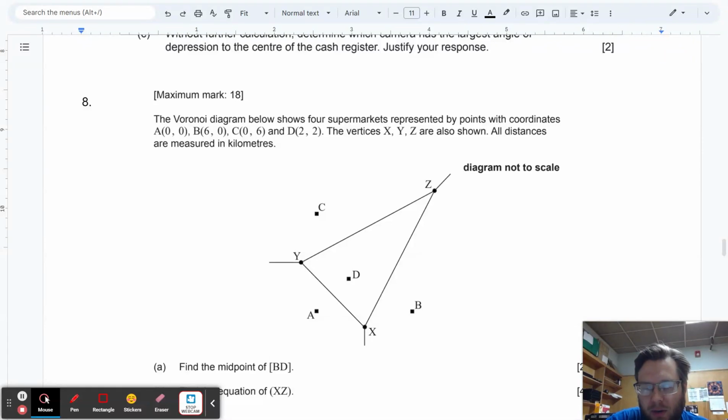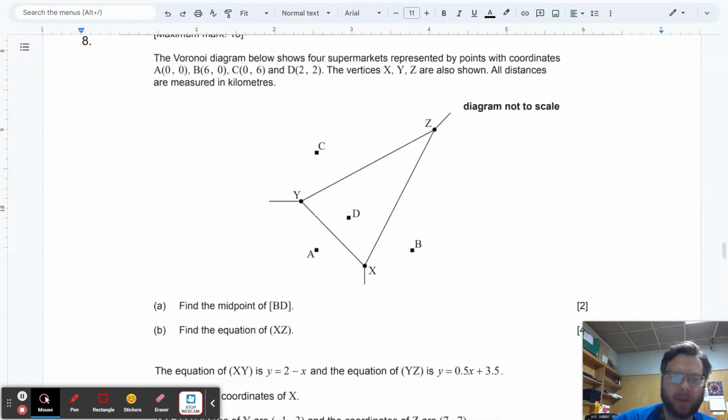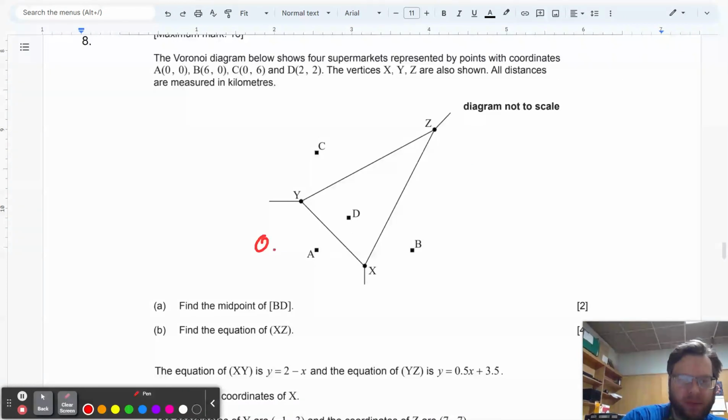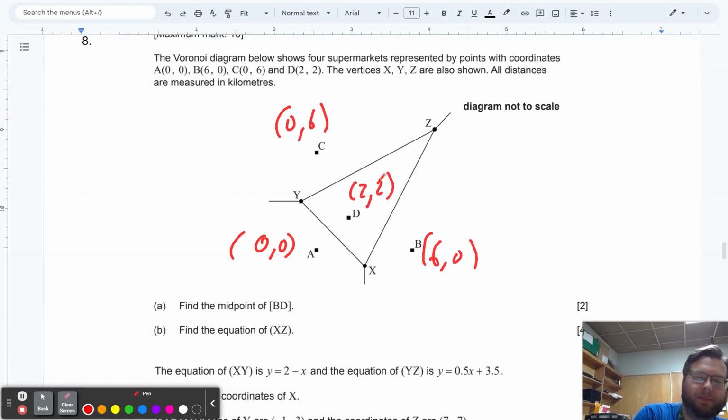All right, we've got a great problem here with the Voronoi diagram where we have some supermarkets and we're given some points here and some vertices. So let's label it. We've got (0, 0), (6, 0), (0, 6), and (2, 2). So the first question is just asking us to find the midpoint of DB, BD.